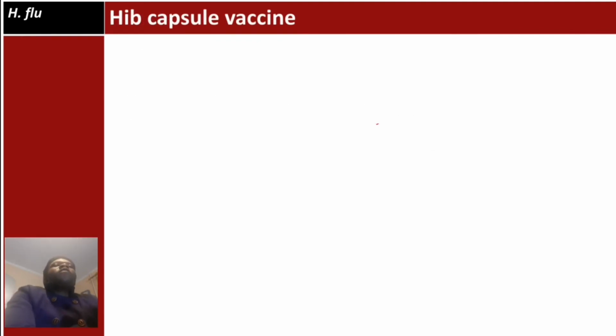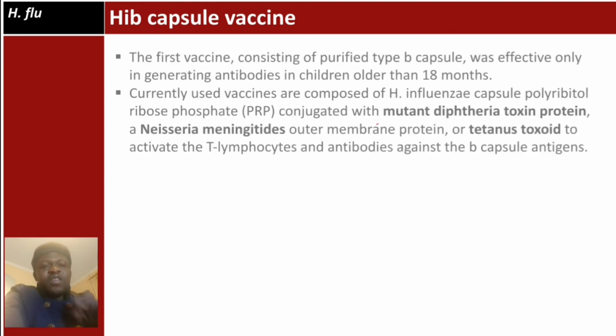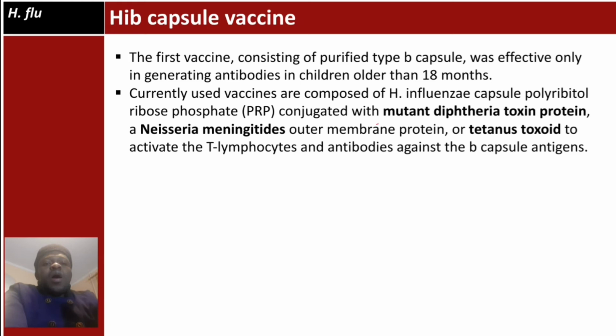Now let's talk about vaccination, because I told you there is a vaccine for H flu type B, to be more specific, right? So it's known as the Hib capsule vaccine, the Haemophilus influenzae type B capsule vaccine. The first vaccine, consisting of purified type B capsule, was effective only in generating antibodies in children older than 18 months.